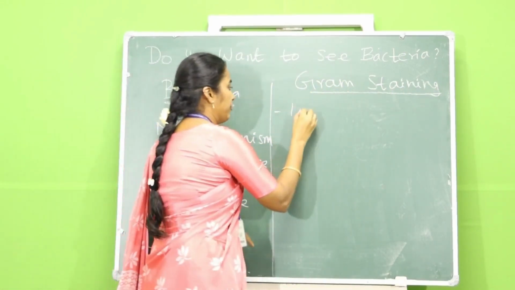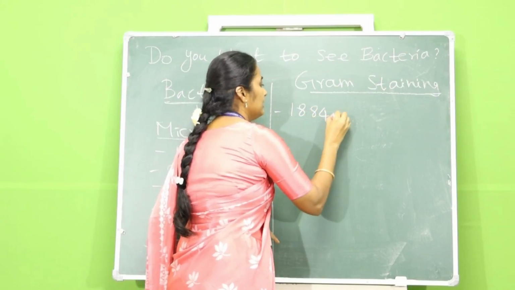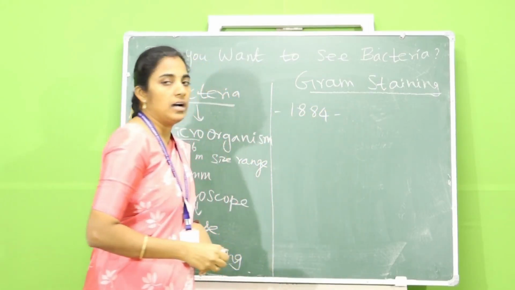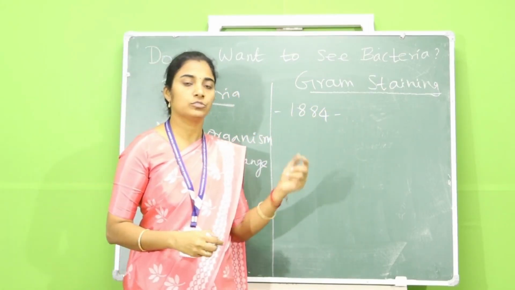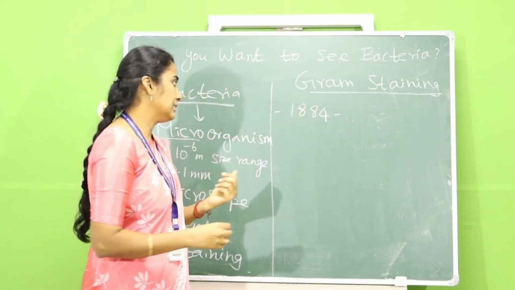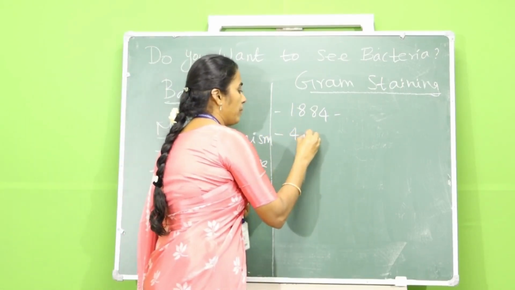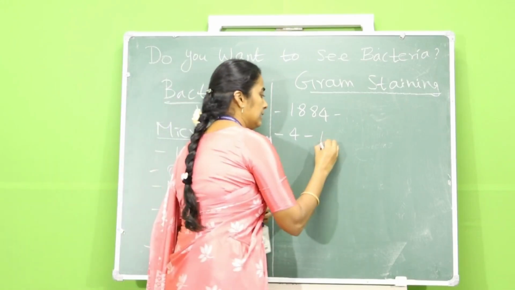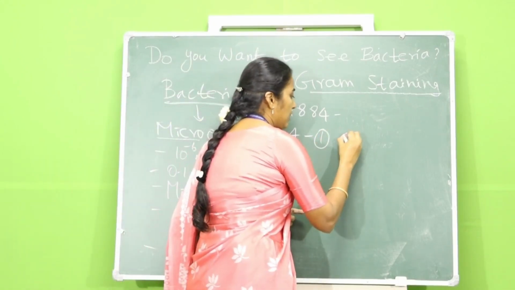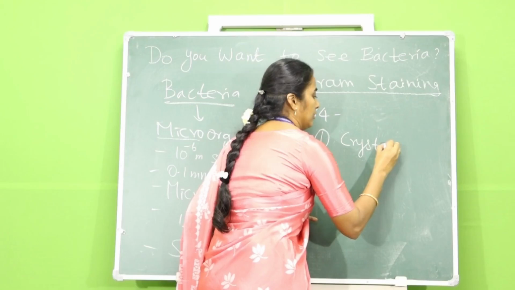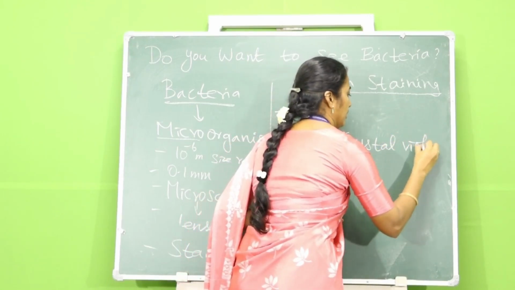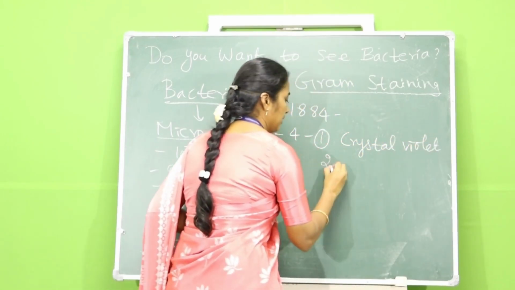In 1884, Hans Christian Gram identified this staining method, so the name came. For this method, we need 4 materials. First one is crystal violet. It is a primary stain.